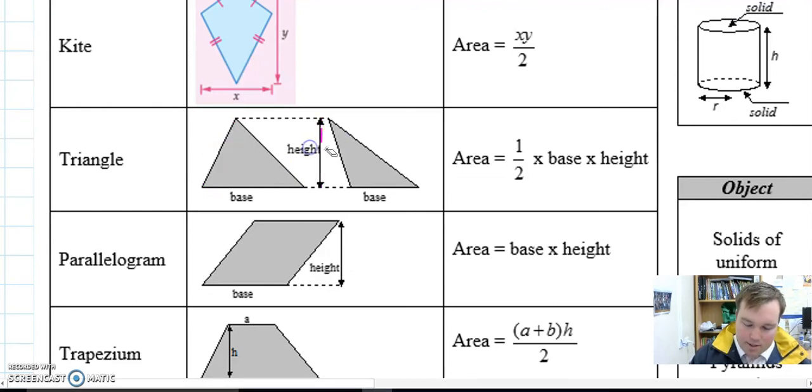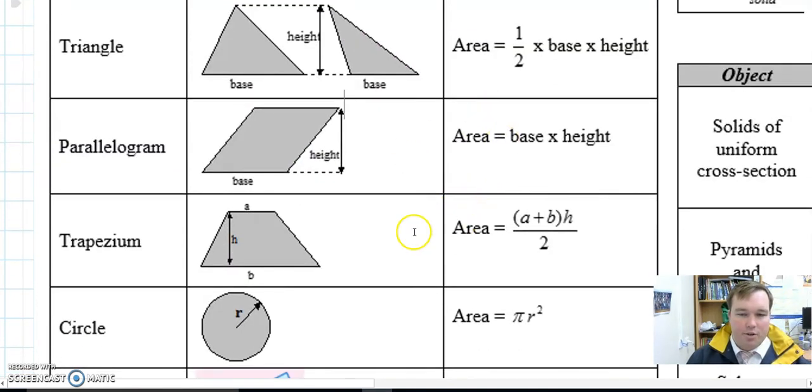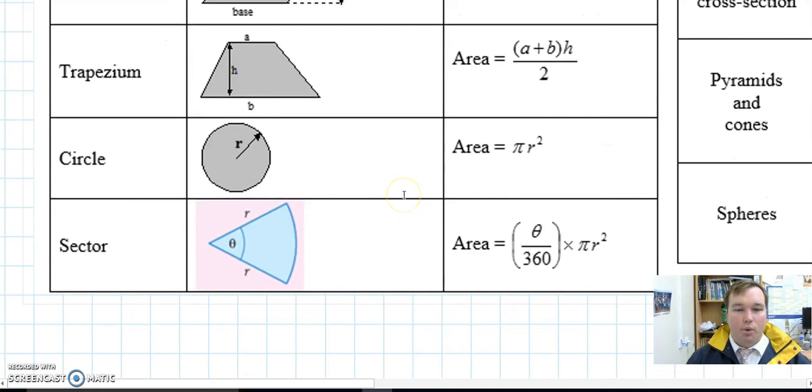And note that the base isn't always the one lying on the ground. It's possible they might give you this as the base and tell you this height there. Alright. Parallelogram is just base times height. Trapezium. Note, when you see a trapezium, so often people are tempted to cut it up into triangles and rectangles. Honestly, just use the trapezium formula. It's much easier. Circle. And sector is a portion of a circle.